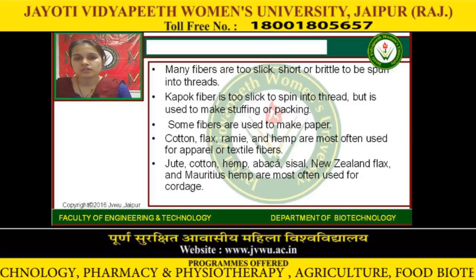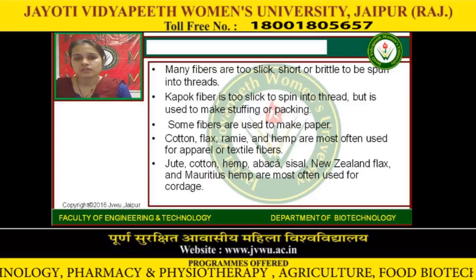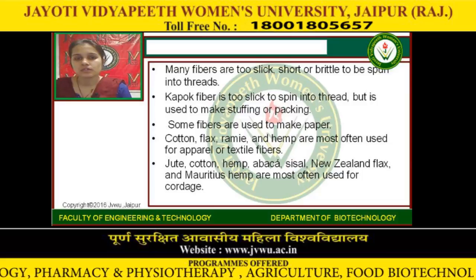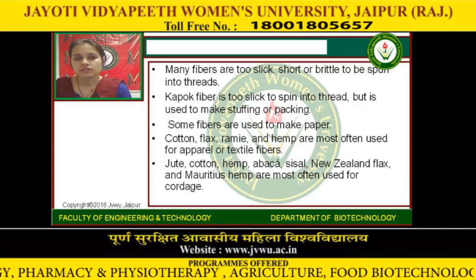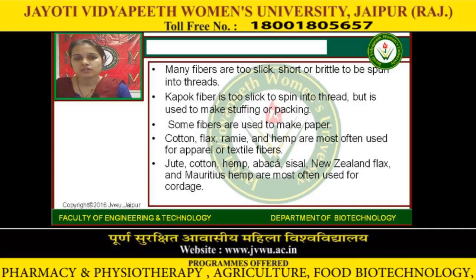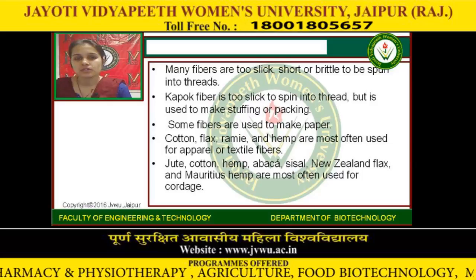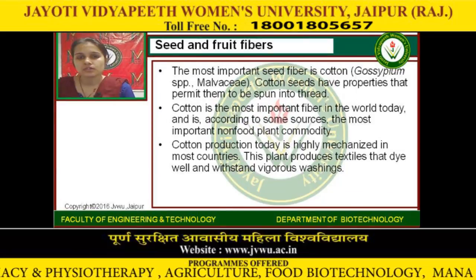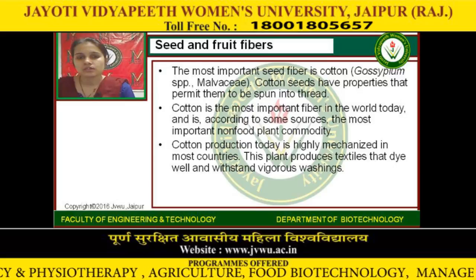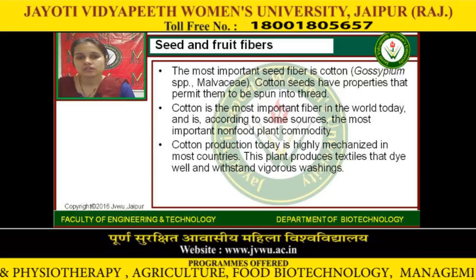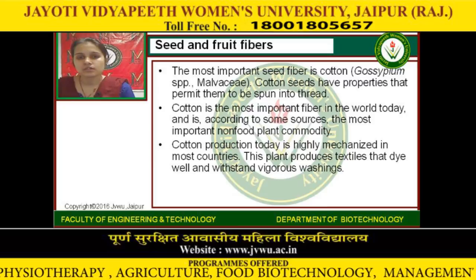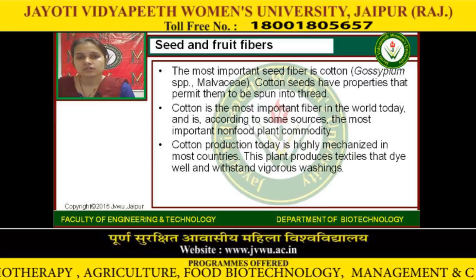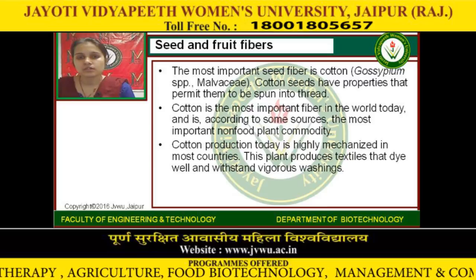Cotton, flax, ramie and hemp are most often used for apparel or textile fibers. Jute, cotton, hemp, abaca, sisal, New Zealand flax and Mauritius hemp are more often used for cordage. Seed and fruit fibers. The most important seed fiber is cotton, Gossypium species, Malvaceae. Cotton seeds have properties that permit them to be spun into thread.